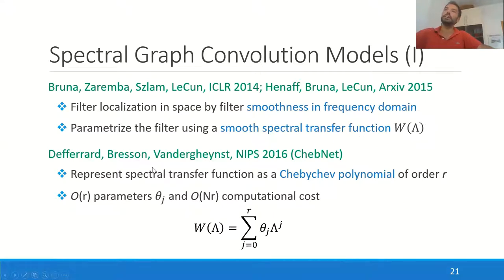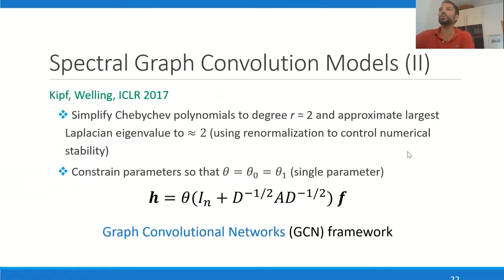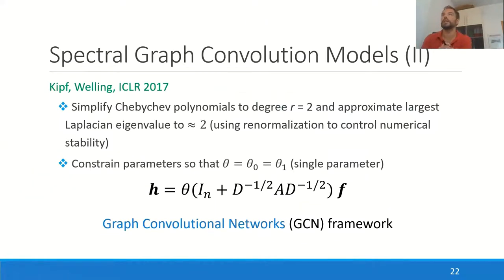Now, then Defferrard and Van der Geest represented this W in a simplified form by means of a Chebyshev polynomial. So basically, they find an approximation to that representation using Chebyshev polynomials, in which you cut at a certain order your polynomial, and the order at which you cut the polynomial determines how many parameters you have in your model. Instead of having n parameters, the number of nodes in the graph, you will have r parameters, the order of the Chebyshev polynomials.